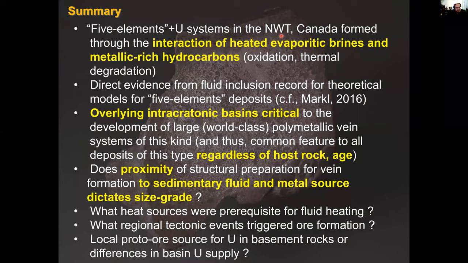So to summarize, the five element veins plus or minus uranium in the Northwest Territories, we're arguing have formed through the interaction of heated evaporitic brines and metal-rich hydrocarbons, and that the oxidation and the thermal degradation of those hydrocarbons has been key to producing these very rich polymetallic veins. We now have direct evidence from the fluid inclusion record for the theoretical models that Markl and Matthias Burisch have proposed that require a hydrocarbon component to mix with metal-rich fluids for rapid precipitation of these metals. And in order to supply those metals and those fluids, we need intracratonic basins. It can't be done solely with basement fluids.